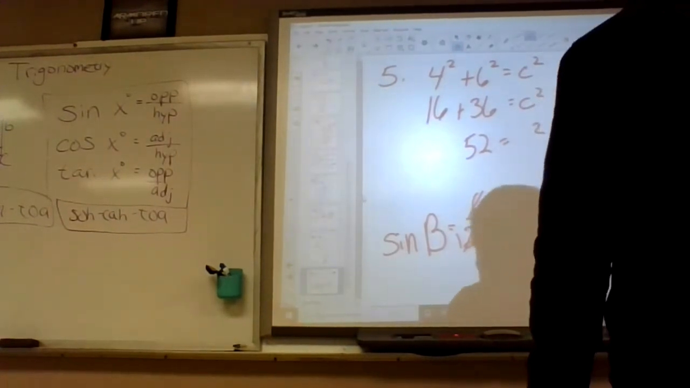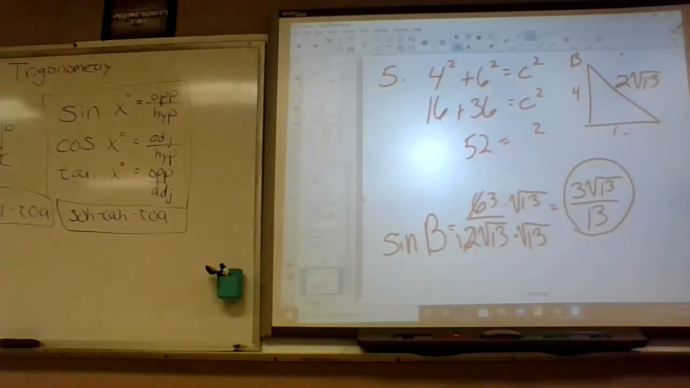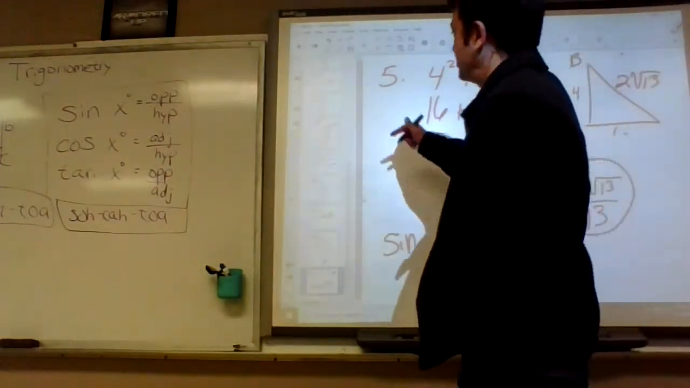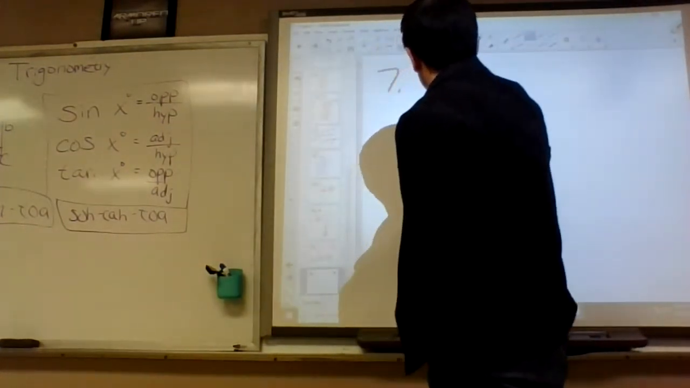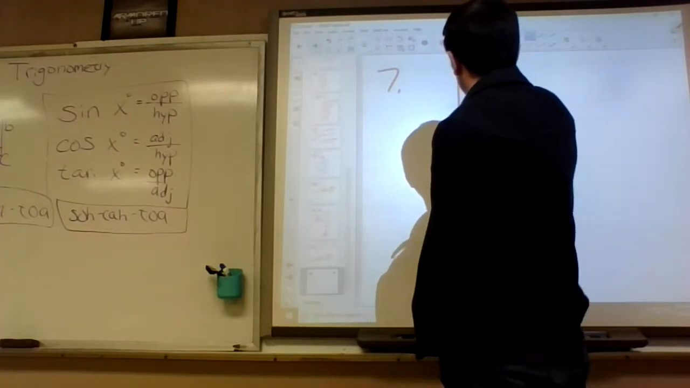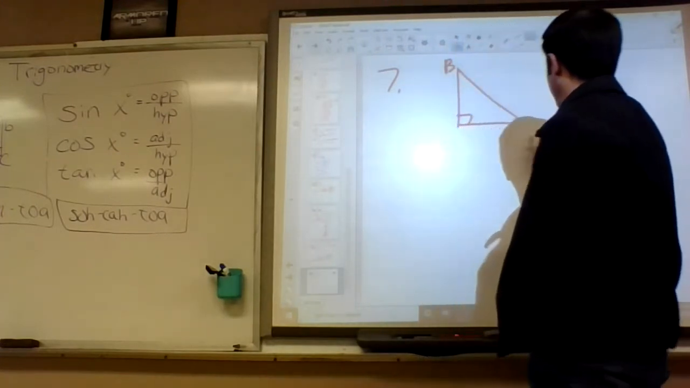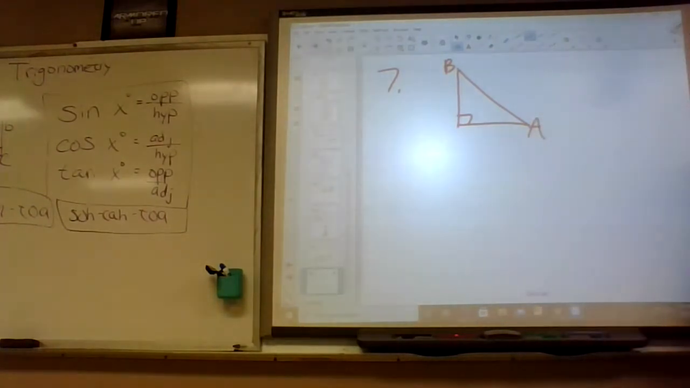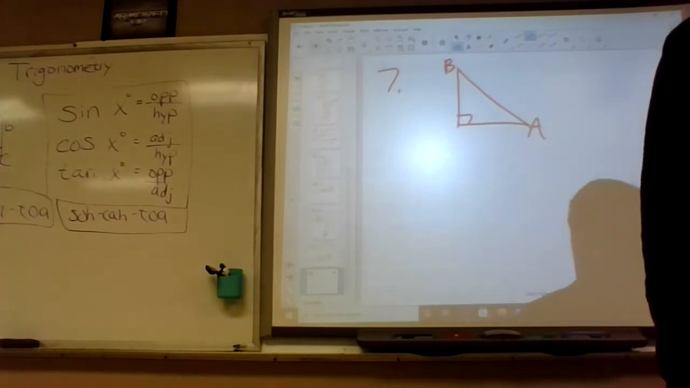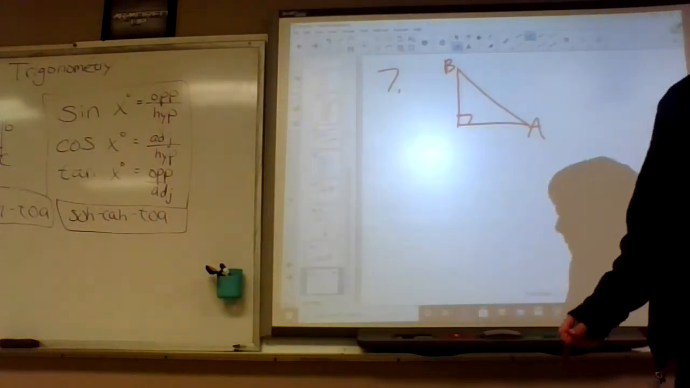Number 7, next page. Okay, 7 says sketch a right triangle that has the given ratios. So we're going to make our own right triangle. Doesn't really matter what the picture looks like, but they've been putting B up there and A down here, so I'm just going to do that. Not that it matters. We're just going to label the sides with the ratio they give us, basically. So 7 says cosine of A equals 2/5.